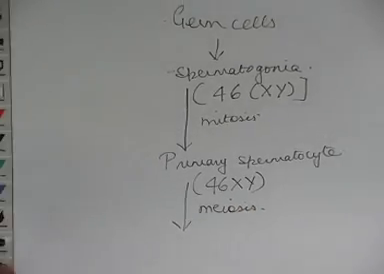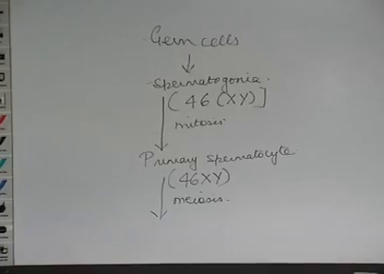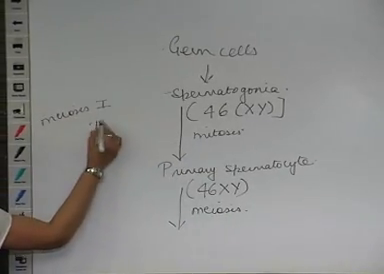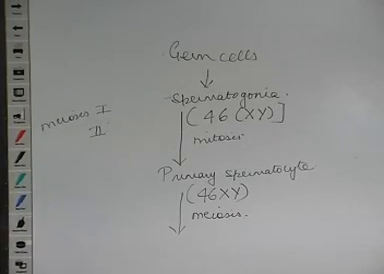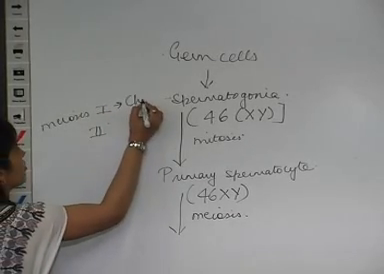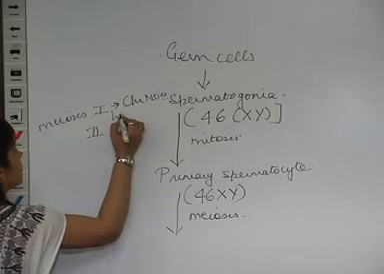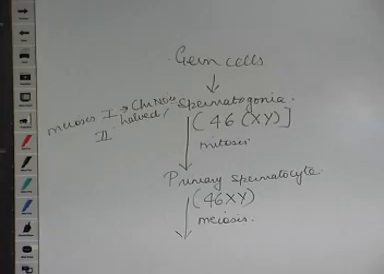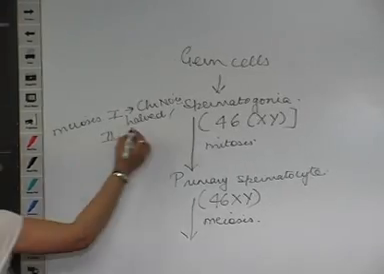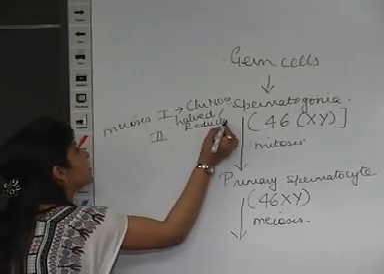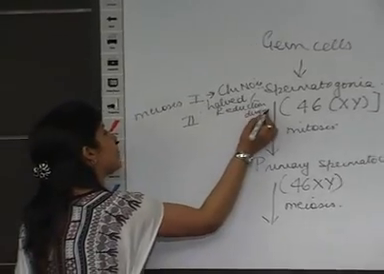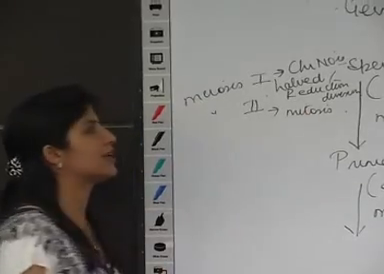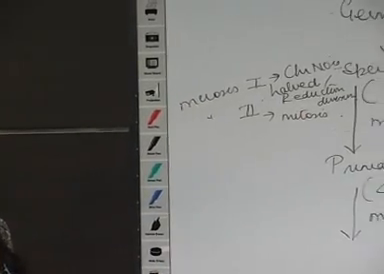Meiosis, let us brush up our memory. Meiosis has two divisions, meiosis 1 and meiosis 2. Meiosis 1 is a division in which the chromosome number is halved. That means meiosis 1 is the actual reduction division. Whereas meiosis 2 is very much similar to mitosis and the chromosome number remains the same in meiosis 2.